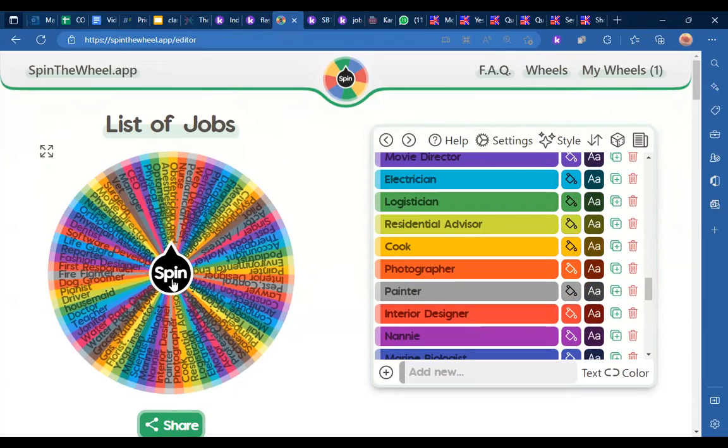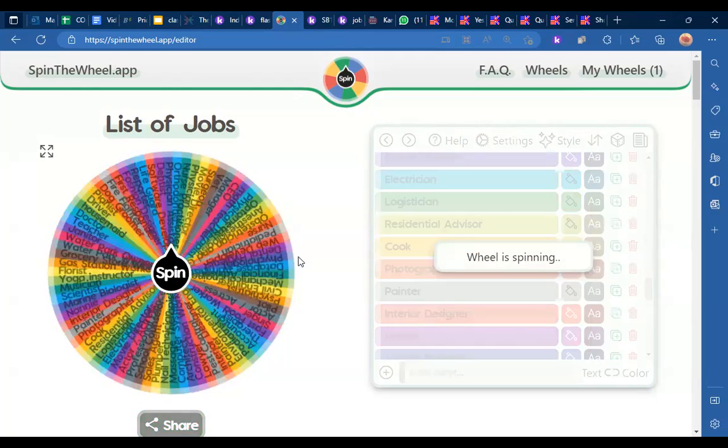I'll click on spin. And the occupation that appears here, one of you will spell it. Cuando le dé click on spin, va a salir una ocupación y yo voy a llamar a un voluntario para que deletree esa ocupación, ¿ok? Perfecto.